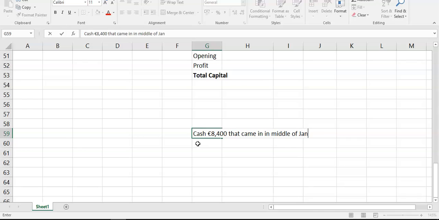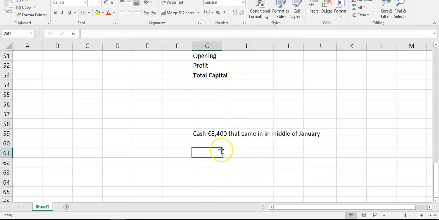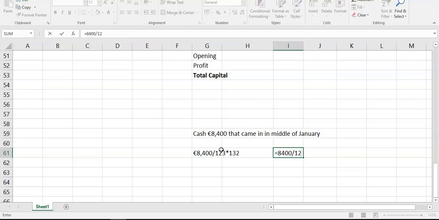middle of January. So in the middle of January, that 8,400 was cash. However, it was still 8,400 at the end of January. The problem is everything else has risen in price. So that means the purchasing power of that 8.4 has decreased. So the 8.4 divided by the rate when it was brought in the middle of January times the end of month rate means it's now 9015.